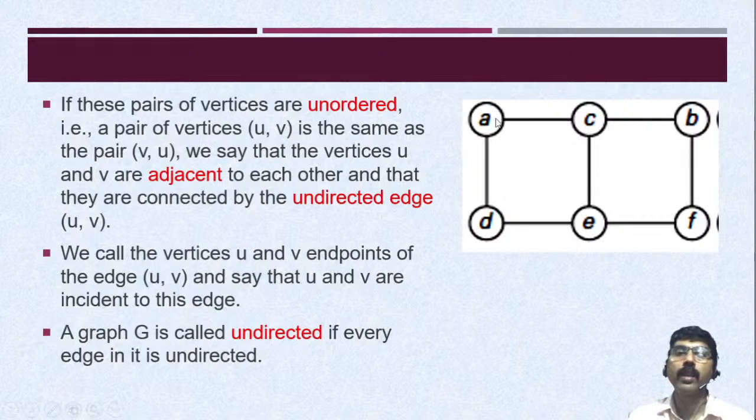Now see, A and C are connected here using an undirected edge. So we can say that A and C are incident to this edge.